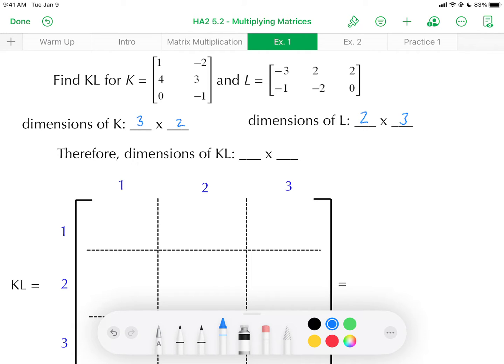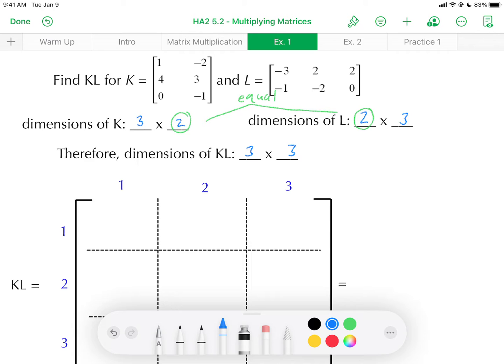2 by 3. Okay, so if we're finding the product KL, I need to make sure the number of columns of K, the first matrix, equals the number of rows of matrix L, which it does. These are equal. So that means the product is defined, right? What are the dimensions of the new matrix? 3 by 3. So there's going to be 9 total elements to find here. Okay?